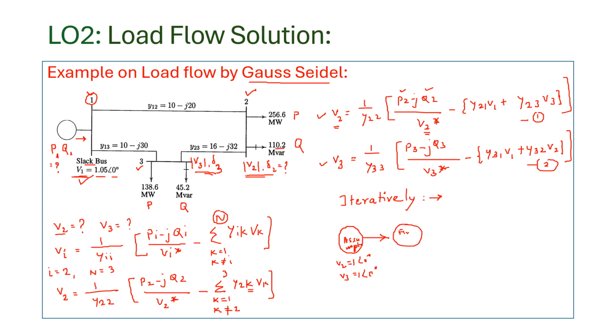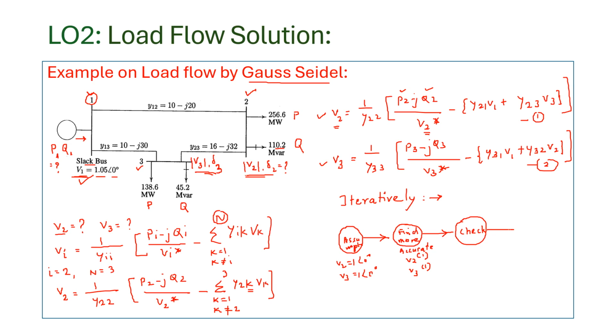Find a more accurate value. You can say more accurate, not exactly accurate, more accurate value. Then, after finding this voltage, you get the value of V2 after the first iteration, and the V3 value after the first iteration. Now you make a check. You have to check whether the values we have calculated are correct or not. We can use different convergence criteria here. We will discuss it later on.